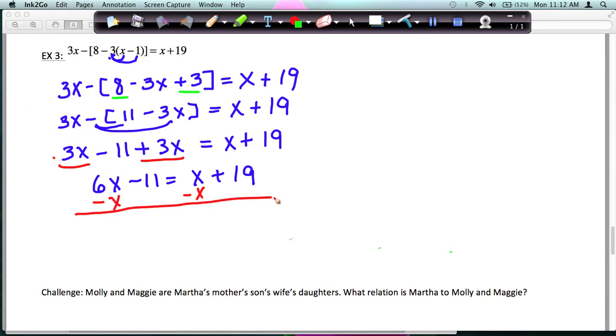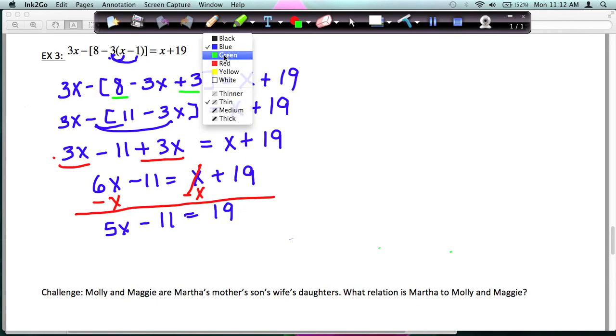And like I said, you could have moved this 6 over, but I just want to keep a positive variable term instead of a negative. Just makes it a little bit easier. Less room to make an error. So 6 minus 1 is 5. So 5x minus 11 equals 19.